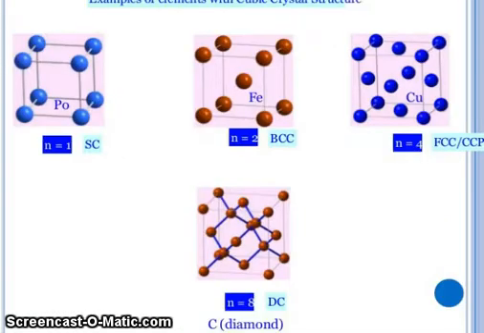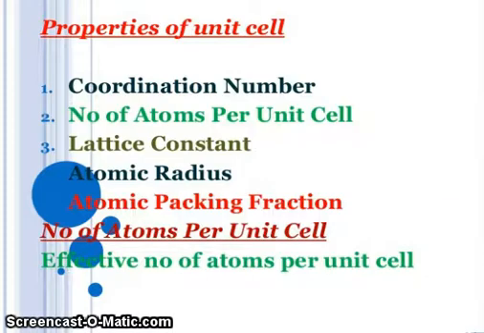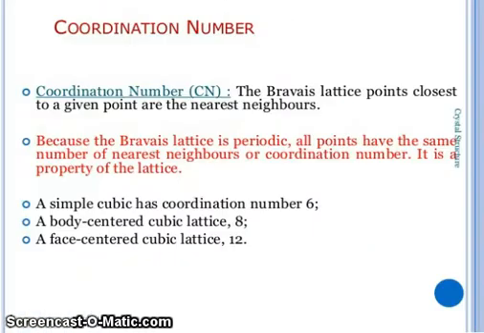You can see simple cubic, polonium, BCC, body-centered, and face-centered, copper, and here you can see diamond. So properties of unit cell: coordination number, number of atoms per unit cell, lattice constant, atomic radius, atomic packing fraction, effective number of atoms per unit cell.